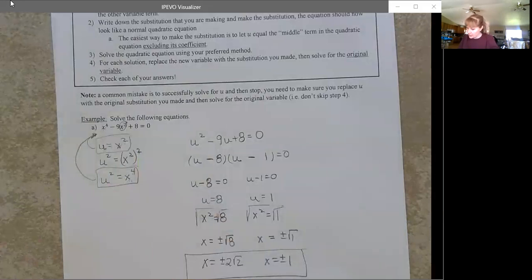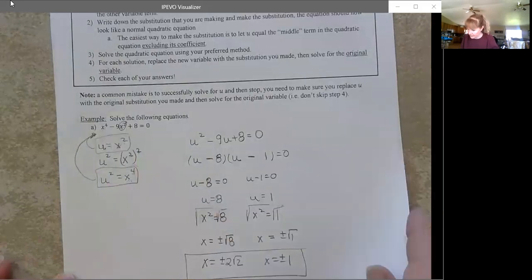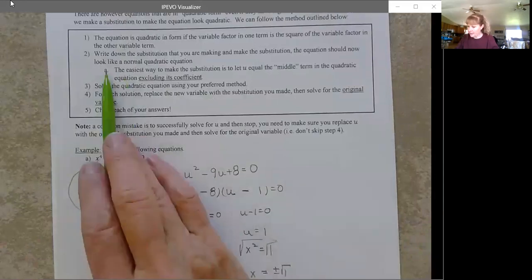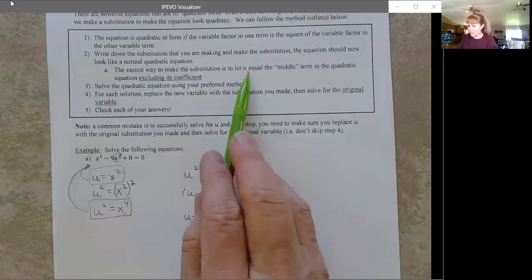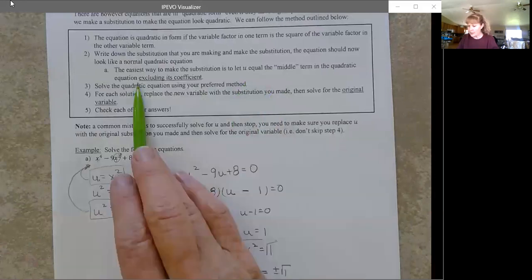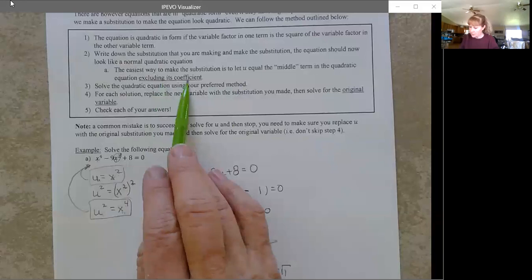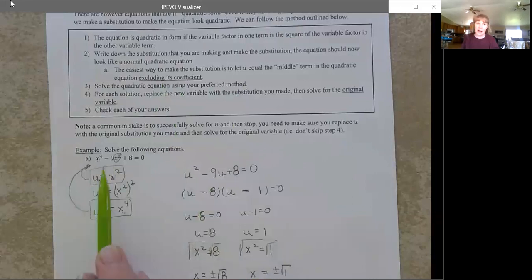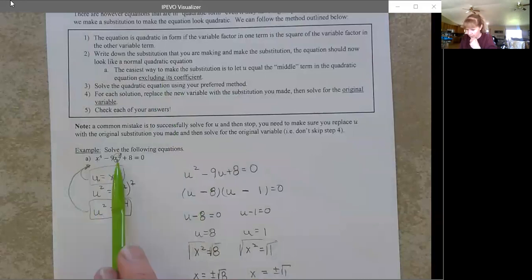Now, one of the things you need to do is here, like here we have 2a, let the u equal the middle term in the quadratic equation, excluding its coefficient. So notice I excluded, when I made my u, I didn't include the -9. You don't want to do that, okay? So just whatever those variables are.